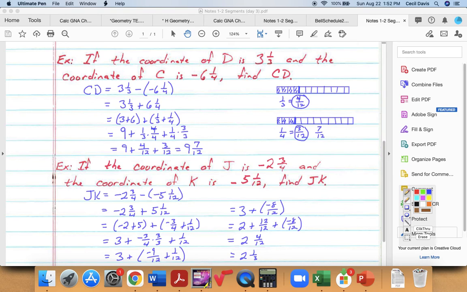Now, if you prefer to get an improper fraction and do it that way, you can, but especially on this second one, the numbers are fairly big. I think it's simpler not to, but I'll leave that up to you.